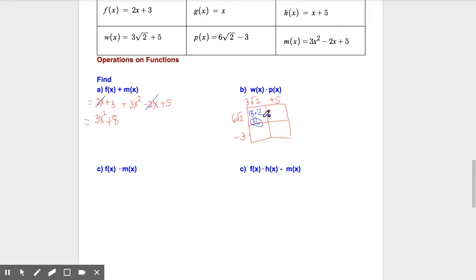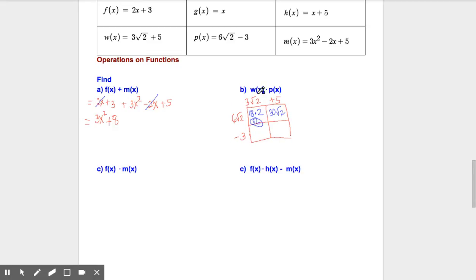Now, 6 square root of 2 times 5. So that means 5 of this. And we have 6 square root of 2, and we want to multiply that by 5. We want 5 times of this. So therefore, we'll end up with 30 square root of 2. So notice that we just multiply 5 by 6, and we put that in front, and then we write the square root of 2.